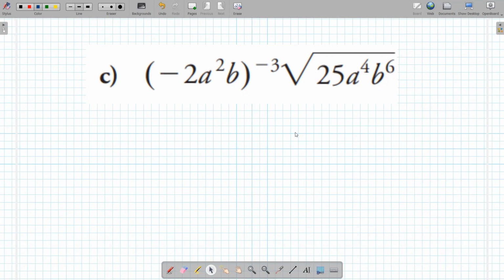You distribute the -3. Okay, what do you get if you distribute it? -2 to the power of -3. Right. A to the power of -6. And then b to the power of -3. What about the numbers on the right side? 5, a to the power of 2. And then 6, b to the power of 3.